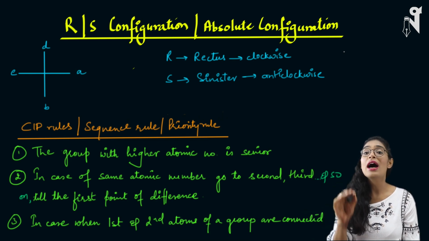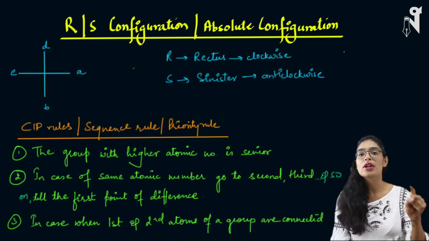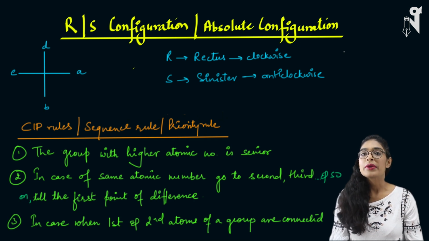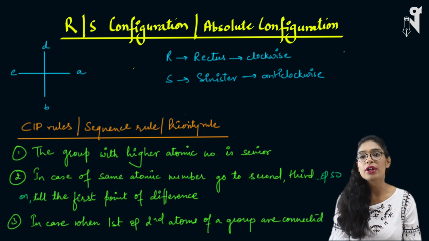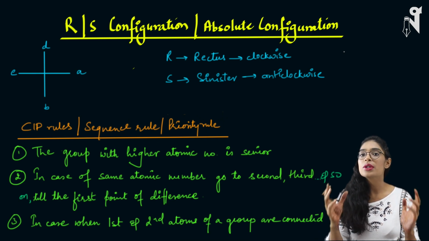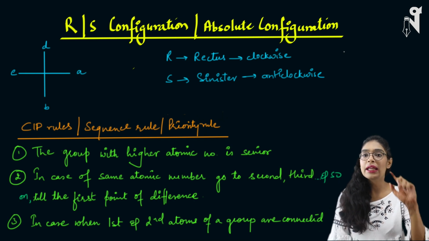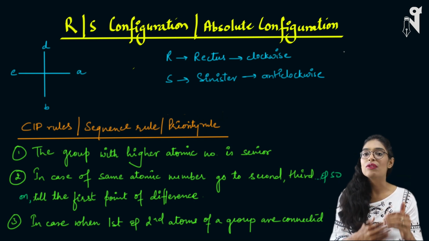So for R and S configuration, we needed to learn the Fisher projection so that it will be easier for us to basically determine the configuration in a 2D plane. We can do it in 3D also, and we can do it in 2D also. But 2D is easier to put on paper, visualize, and then give the right configuration to it.